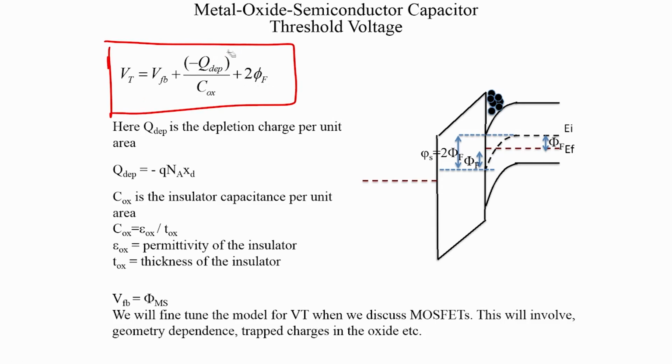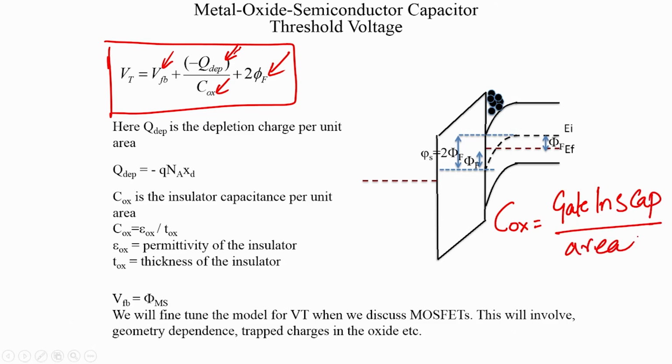Now, let us start getting into the details of these little terms here. So, what is Vfb, what is Q depletion, what is the Cox, what is phi f. Okay. So, what are these things? Cox is the gate insulator capacitance per unit area. Okay. So, it is the gate insulator capacitance per unit area. So, it is not the total capacitance.